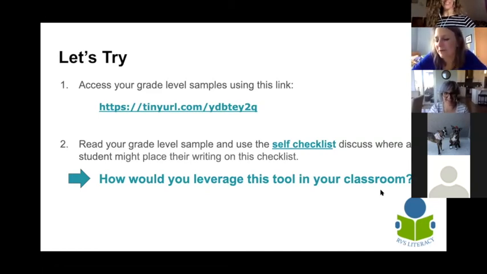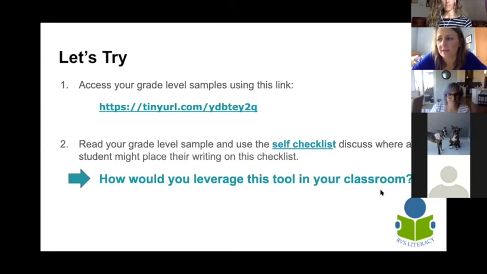So what we're going to do is go into our breakout rooms. We're going to try to look at these checklists, and we're going to ask you to do two things. When you go into the breakout room, you should be familiar with the student samples from yesterday. Then you're going to read your grade level sample and use that checklist to discuss where the student might be placing themselves on utilizing that checklist.